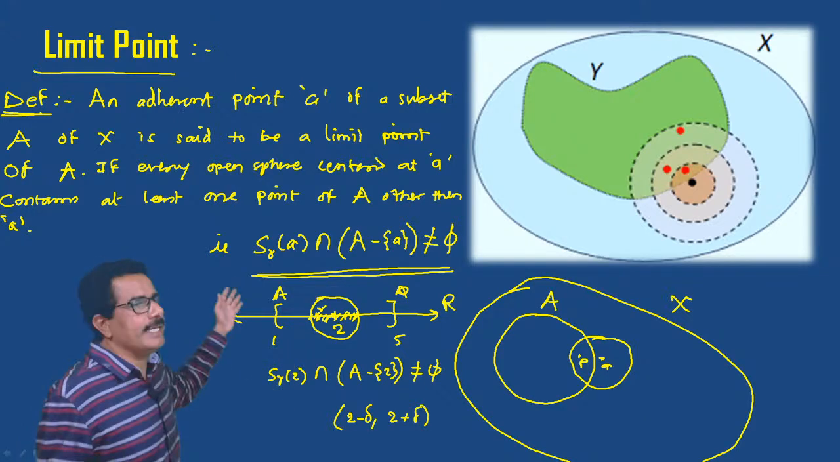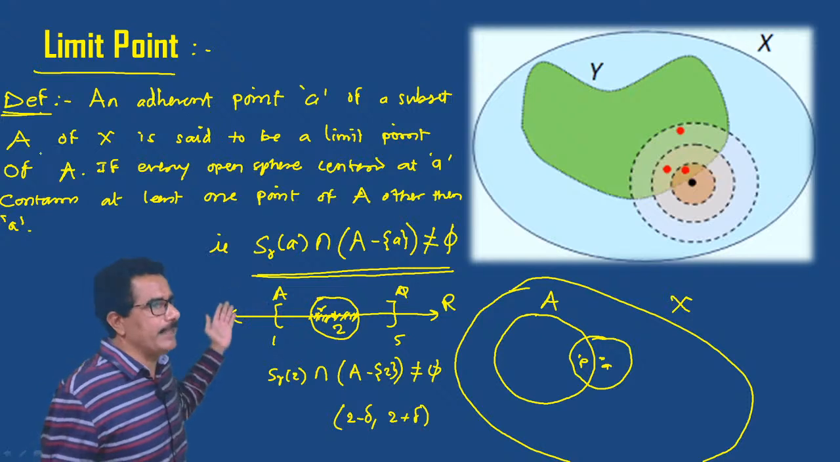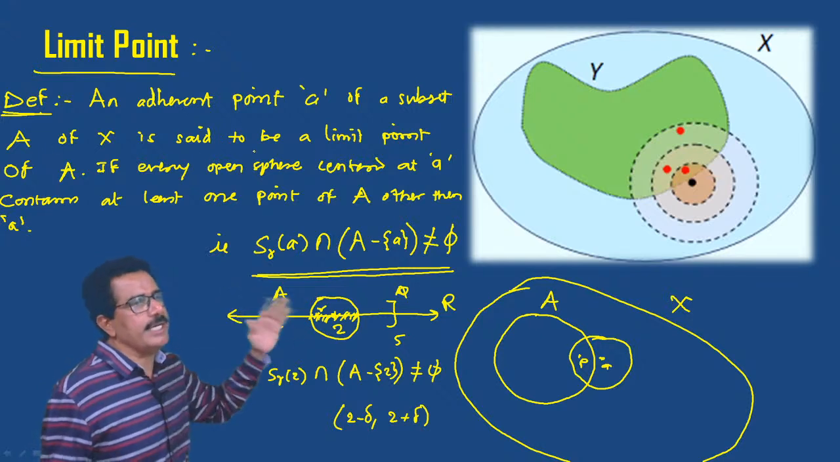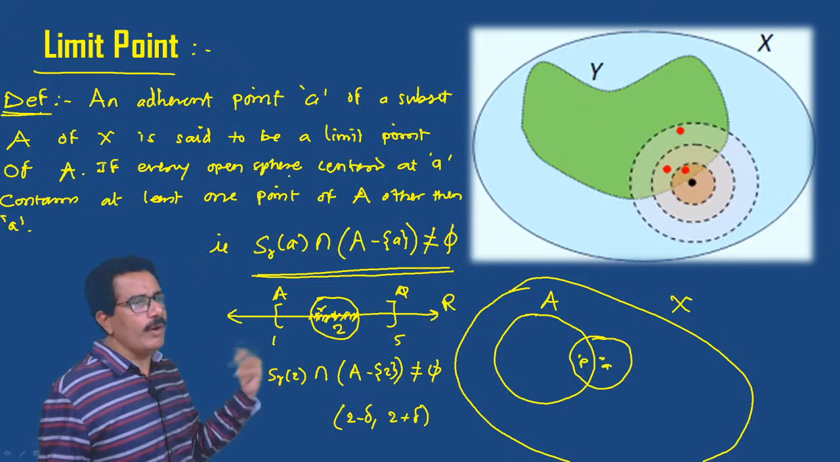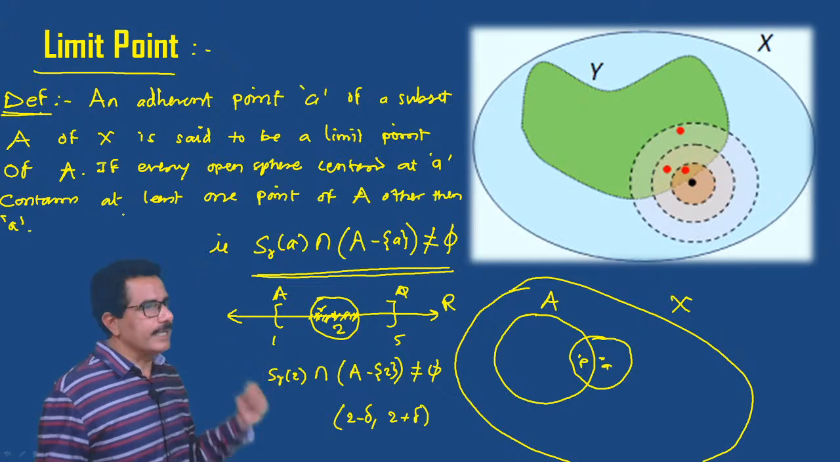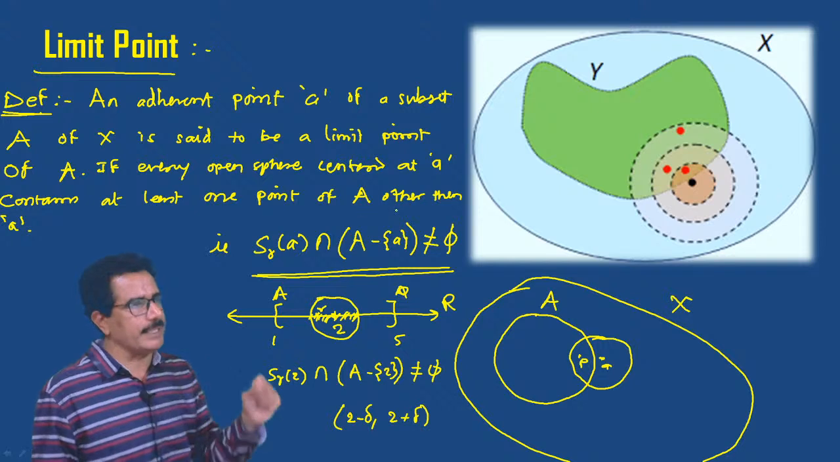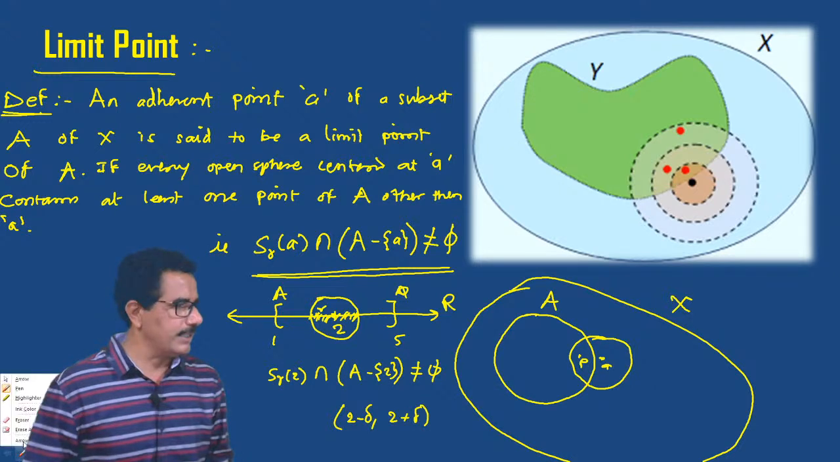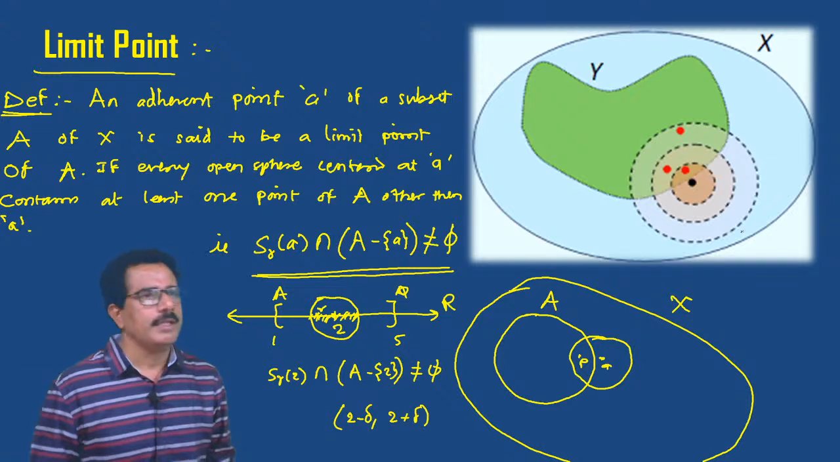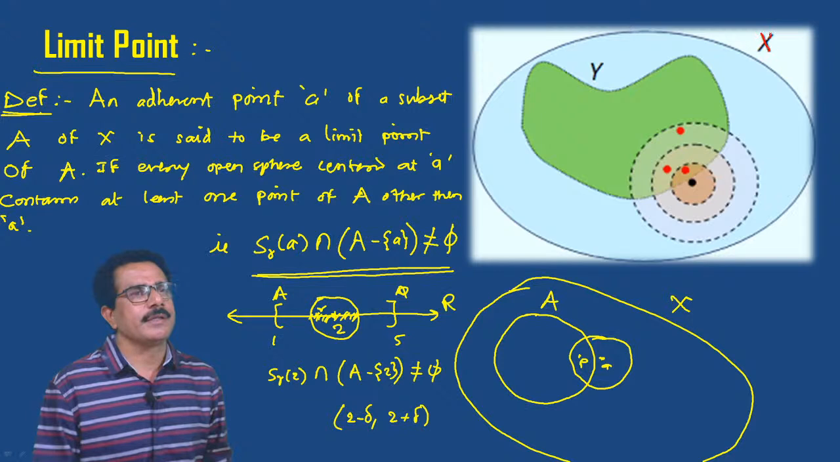See this: an adherent point a of a subset capital A of X is said to be a limit point of capital A if every open sphere centered at a contains at least one point of capital A other than small a. This is the concept of limit point. Now I will show it in a diagram. See this, consider this diagram. Now see here, suppose this is a capital X, this is considered as capital A, this is a point small a.